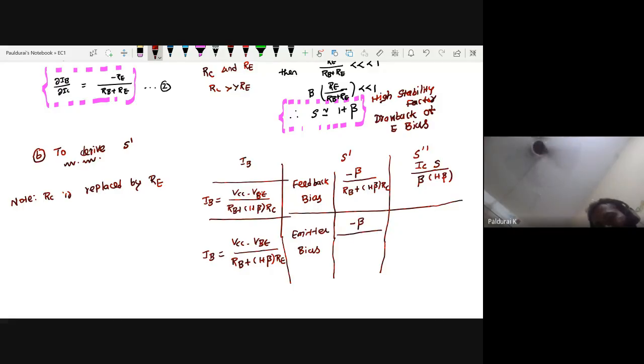So minus beta divided by RB plus 1 plus beta times RE. So S dash, again there is no change. So IC divided by beta into S divided by 1 plus beta. But where S? Here what is the value for S? And here what is the value for S? Here S equals 1 plus beta divided by 1 plus beta times RC divided by RB plus RC.